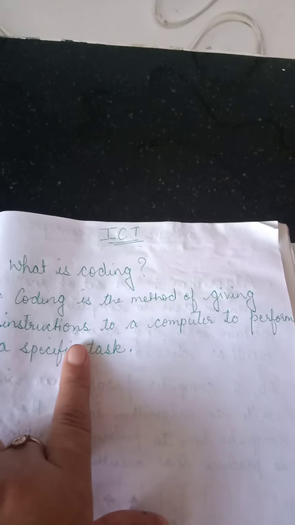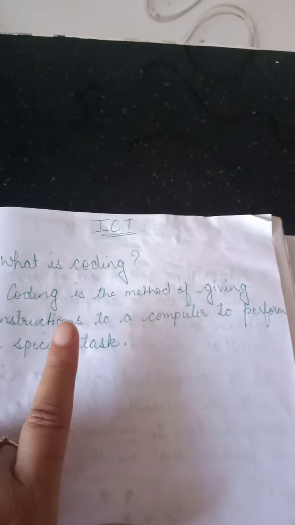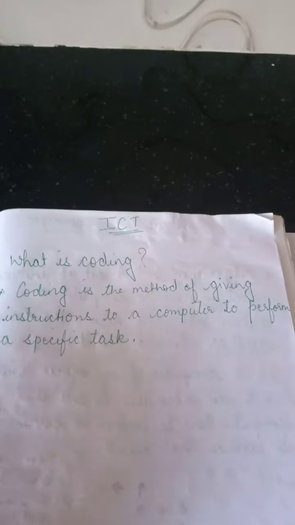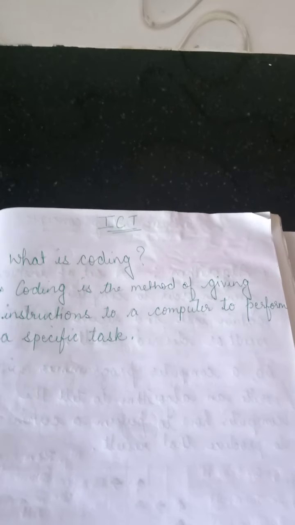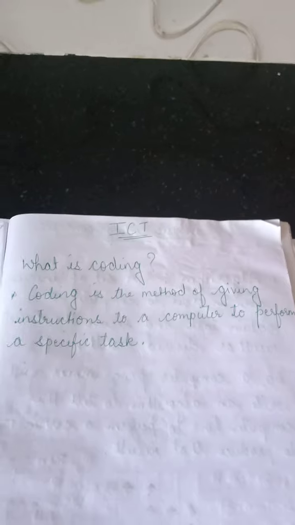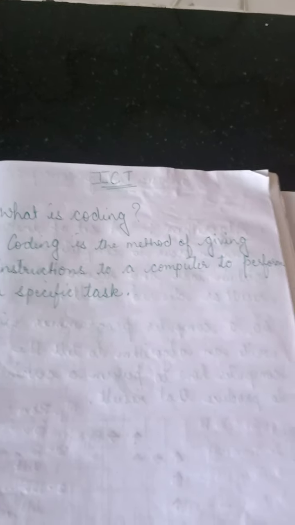All right, so did you understand what is the meaning of coding? Coding is the method of writing instructions to a computer or giving instructions to a computer to perform a task. All right, children?